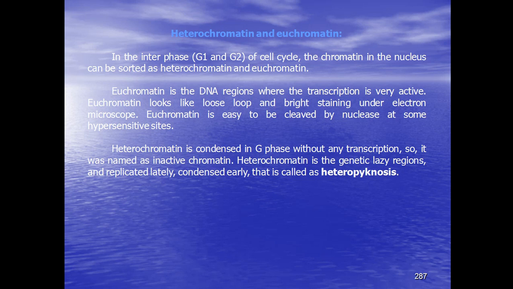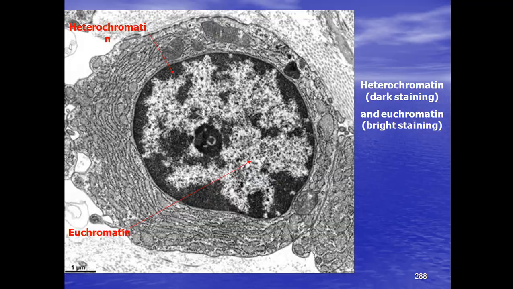So it is not wrong if you say the heterochromatin is the genetic lazy region. It is the genetic lazy region and replicated lately, but condensed early. This is called heteropyknosis. That is, the chromatin being the genetic lazy region, it is replicated lately and condensed early. Replication was late, whereas the condensation was earlier, that is known as heteropyknosis.